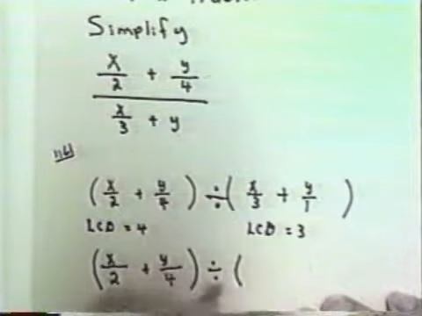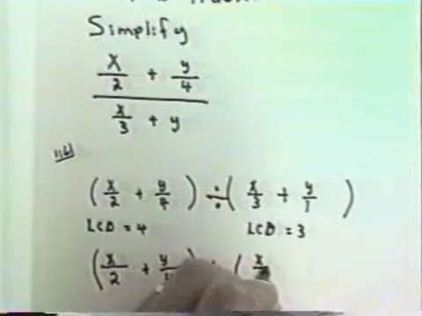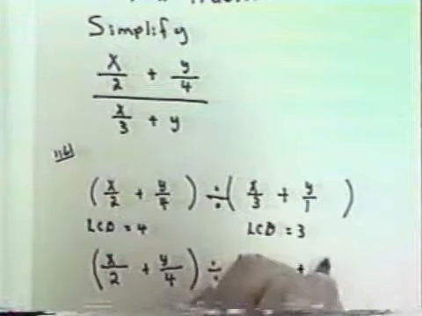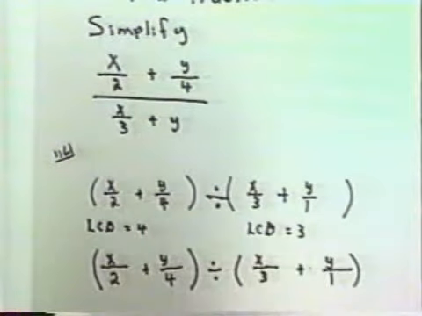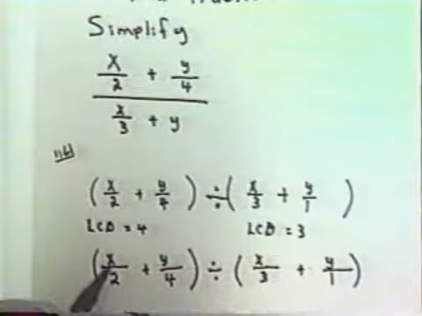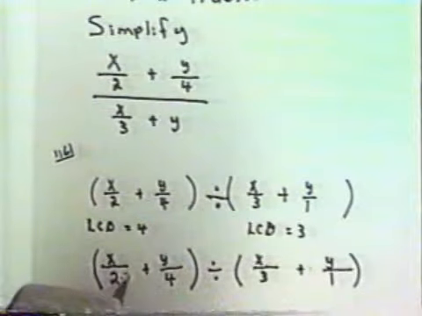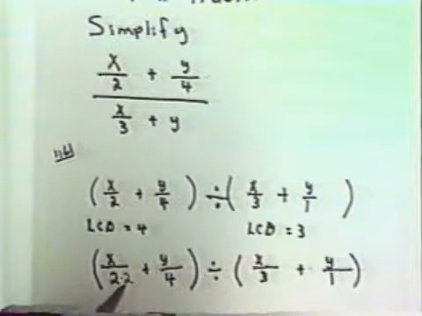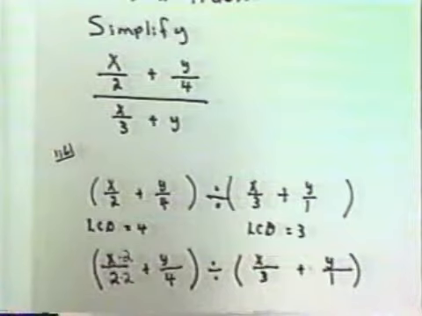Now don't forget to put in the parentheses. That's probably the biggest mistake that people make. They forget to write the parentheses. So now we're ready to say, what do I multiply 2 by to get the common denominator 4? Well, the answer is I need to multiply it by 2. If I multiply the denominator by 2, then I must multiply the numerator by 2.